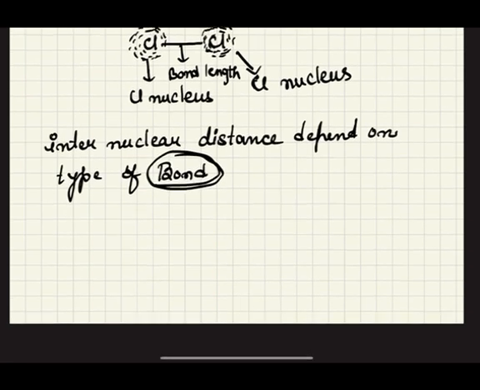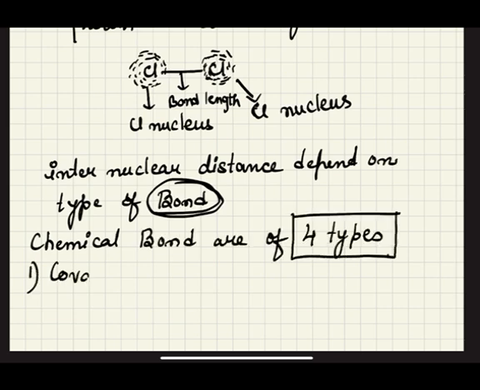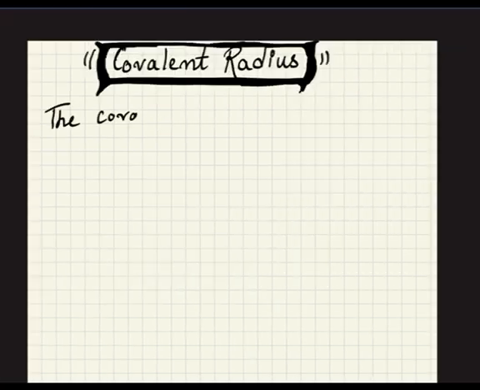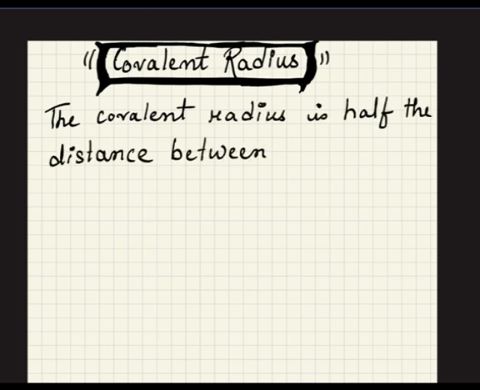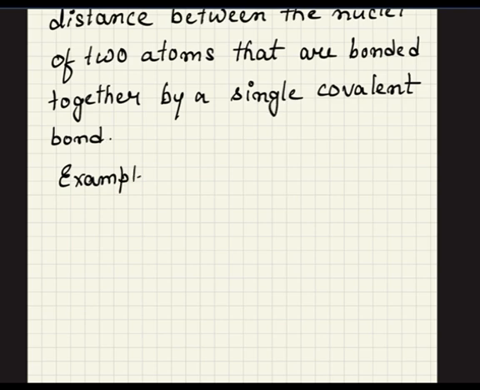Based on the types of bond, we will have different types of radius. So chemical bonds are of four types: covalent bond, ionic bond which will give ionic radius, metallic bond which gives metallic radius, and van der Waals radius. Covalent radius is half of the distance between the nuclei of two atoms that are bonded together by a single covalent bond.